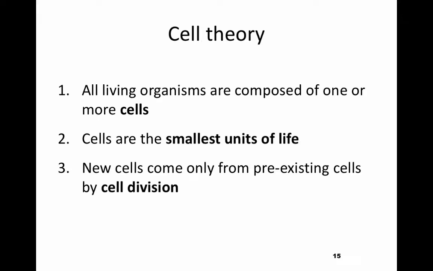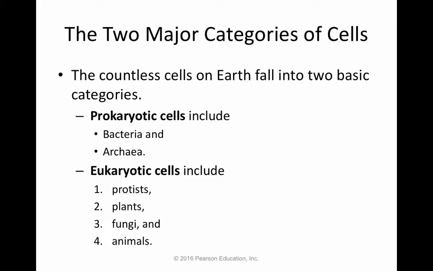And so as you remember, the cell theory incorporates the three following ideas: that all living things are composed of one or more cells, cells are the smallest unit of life, and new cells only come from pre-existing cells. Essentially, that's cell division. And we're going to talk about that when we get to mitosis and meiosis.